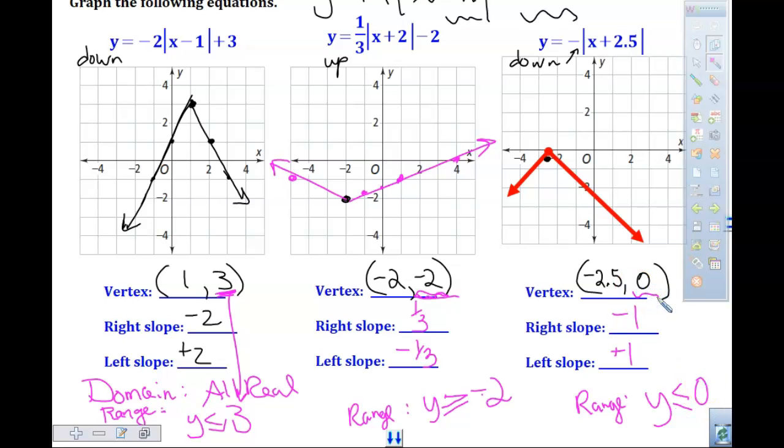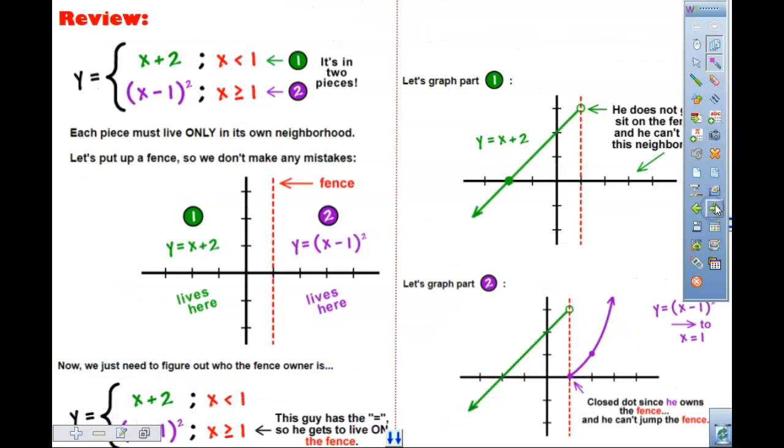Okay? So practicing those, you got to graph. I think there's 3 in your homework that you're going to do.